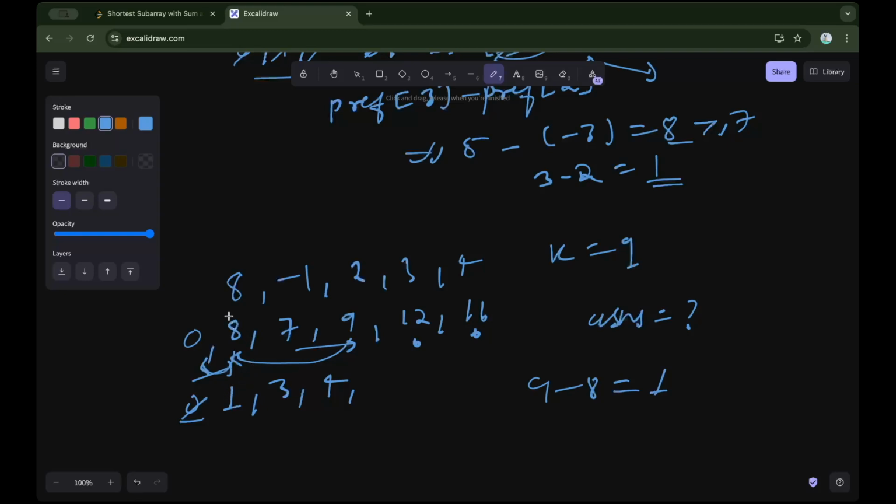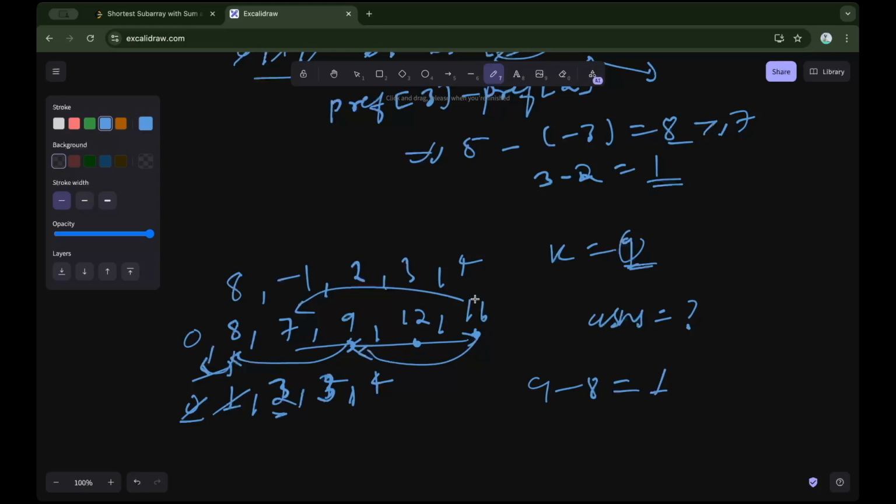Wait, no, I should have removed this. Yes, I should have removed this once because this is decreasing, right? So I'll remove this. So there will be 2, 3, and 4. Sorry. So 16. That's why I wasn't having an answer. So this is 16, but 16 minus 2 makes 7. Plus gives me 9. This is our subarray.